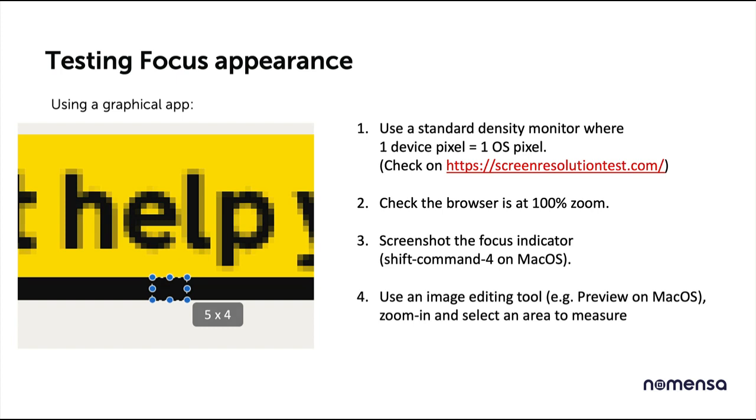And then within Preview, you can just select an area. So I zoom in massively, so that each pixel is very large, and then select the thickness of that indicator. And in the example from GovUK, we can tell it's got a 4 pixel thick indicator. So that's just a fairly standard way of checking thickness of indicators or how big something is.